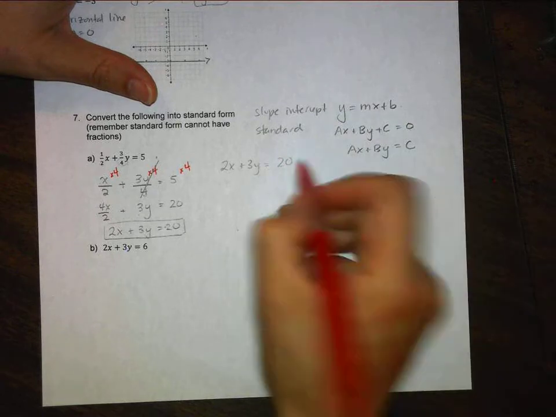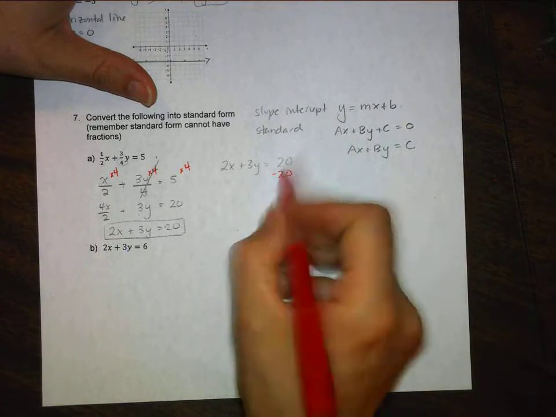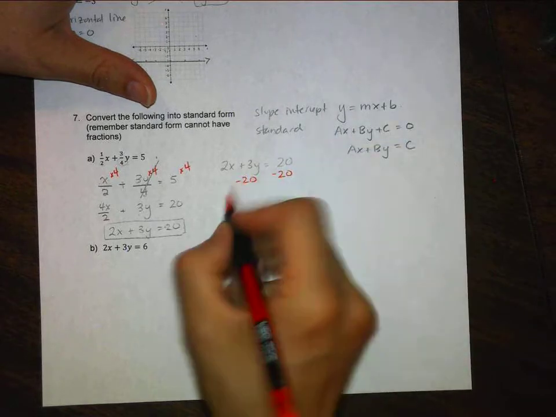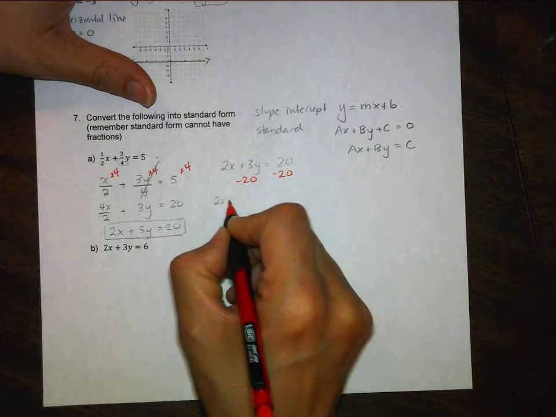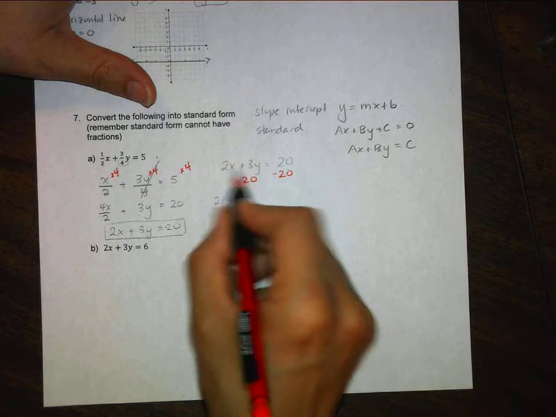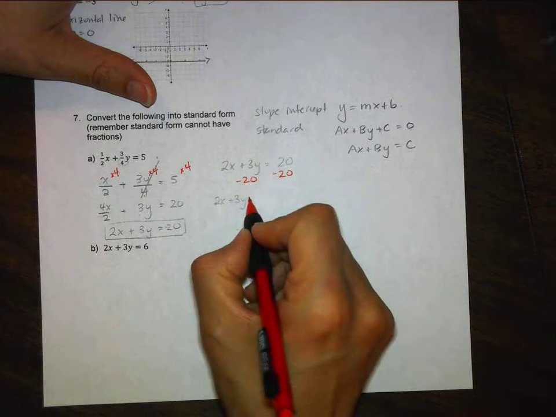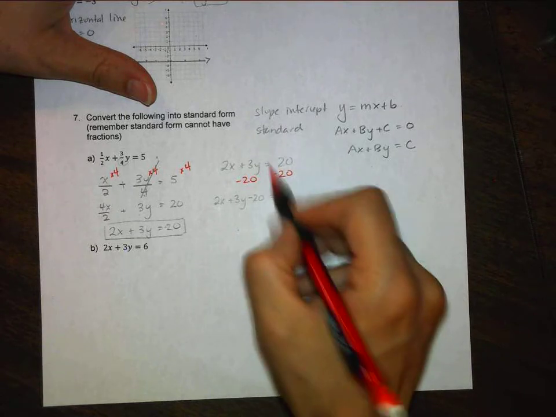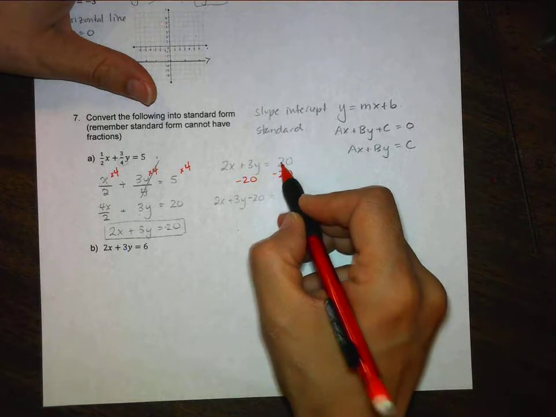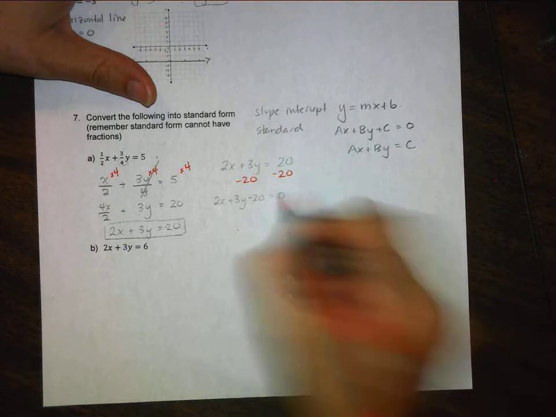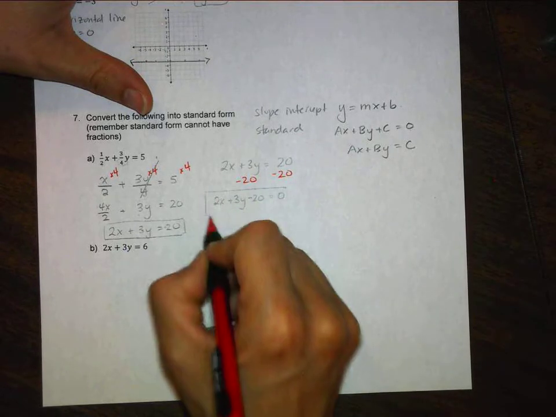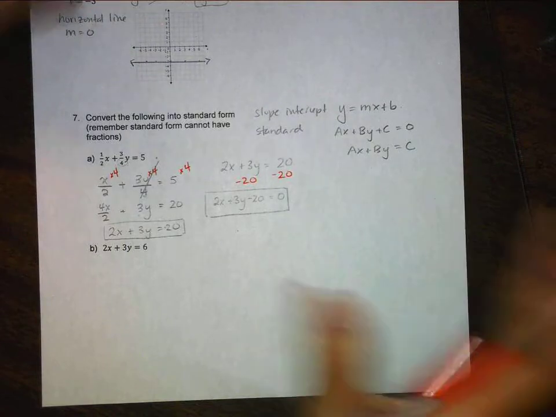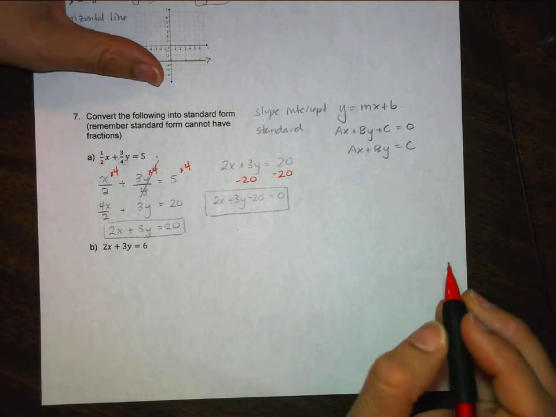Well, what do I do? I subtract 20, but whatever I do on one side, I must do on the other. So go ahead and do the 2x plus 3y. That doesn't change because these are not like terms. I can't do any math. It just becomes minus 20. But on this side of the equal sign, if I have 20 minus 20, that ends up being 0. And that's your other version of standard form. On the test, you'll only have to do one. I would accept both. All right?